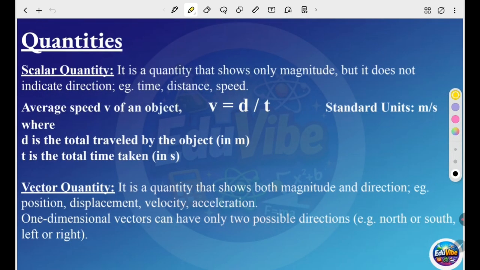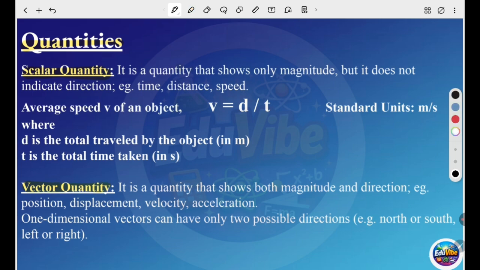So let's start with quantities. Before going to position and displacement, we start with the quantities. So what are the quantities? There are two types of quantities. We first have the scalar quantity and second, the vector quantity.